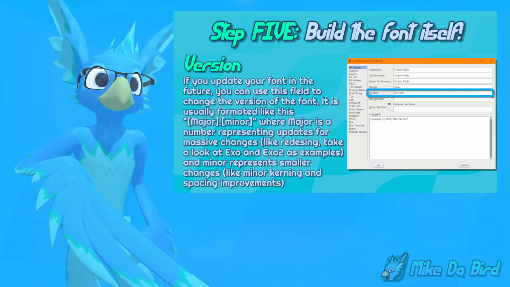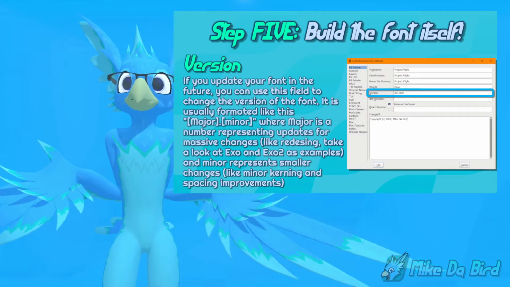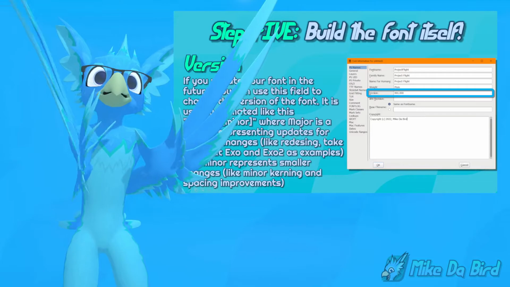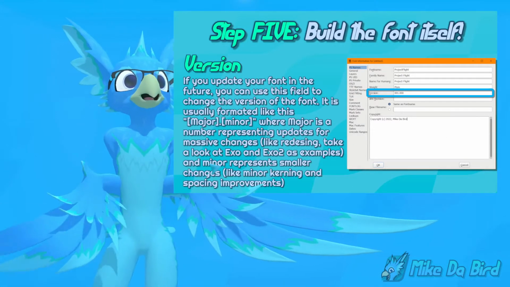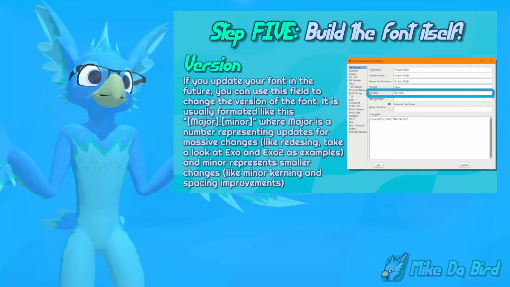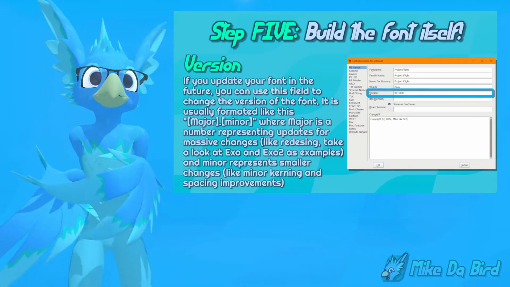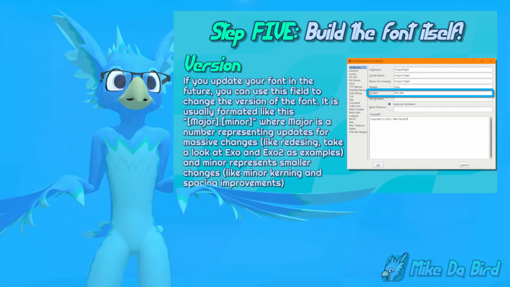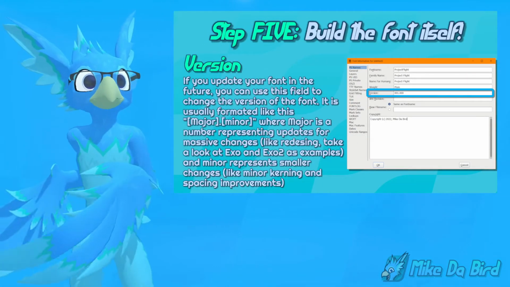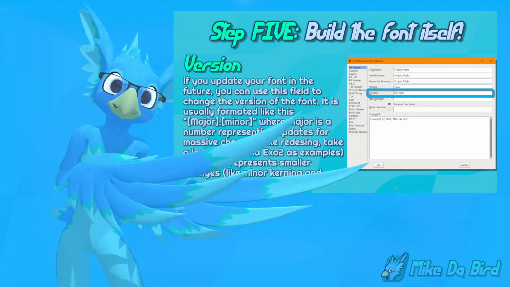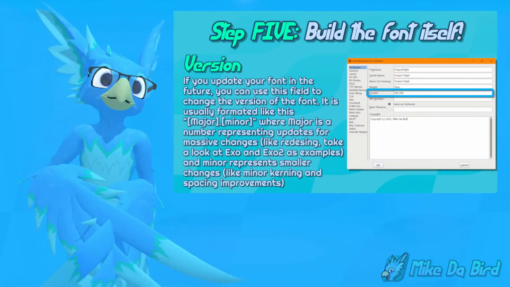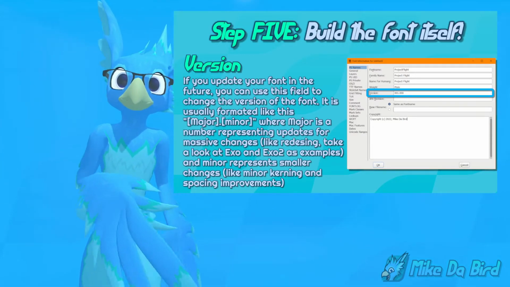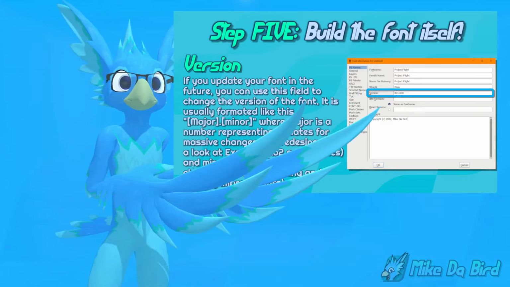Then you got the version, because font creators can update their font too. So if you update your font in the future, you can use this field to change the version of the font. So it is usually formatted like major.minor, where major is the number representing updates for massive changes, like a complete redesign. Take a look at, for example, EXO and EXO 2. It's the same font, the same family, but two completely different designs. And the minor version represents smaller changes, like small kerning improvements and spacing improvements, stuff like that. You know, just smaller changes, like game updates.